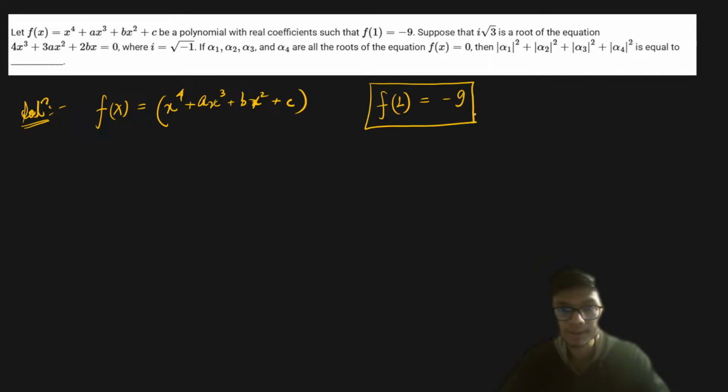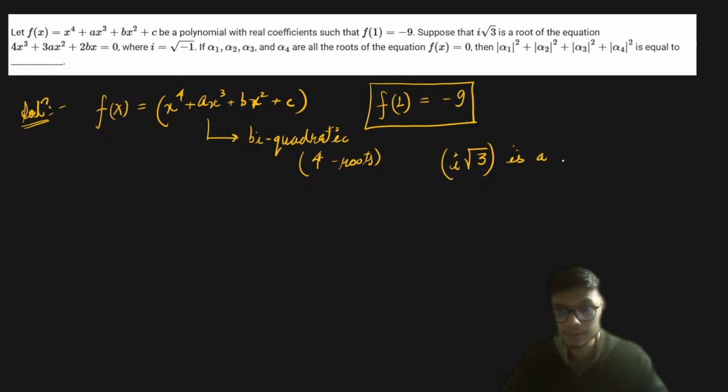Okay, and it is also said that since this is a biquadratic equation, it will have four roots, and all the coefficients are real, so it definitely will have four roots. Now it is said that iota root 3 is a root of the equation.